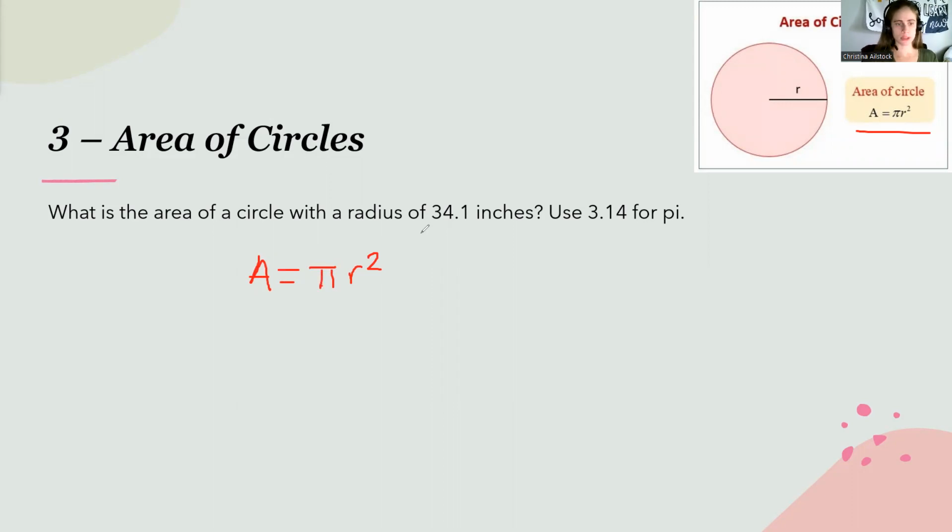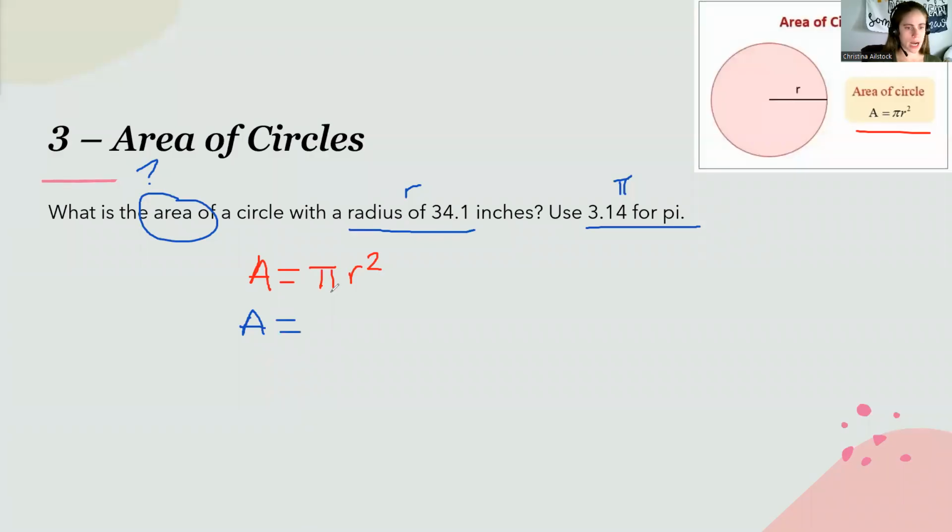So now let's read our problem here and identify the information that we were given. So we're told that it has a radius of 34.1 inches, and we are being asked to use 3.14 for pi. Well, that's all I really need. So let's substitute and solve. So A is going to stay an A because we don't know the area. That is our question. That's what we're being asked to find. And that is equal to pi, which we're using 3.14. And that's multiplied by our radius of 34.1 squared.